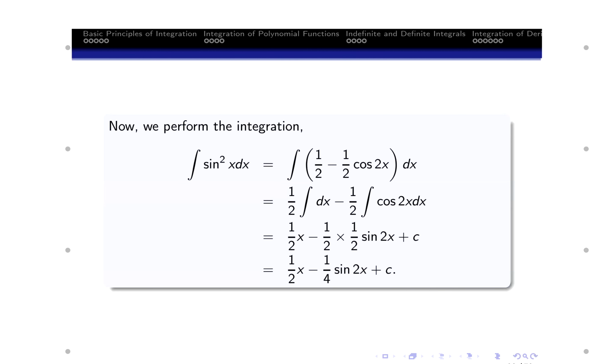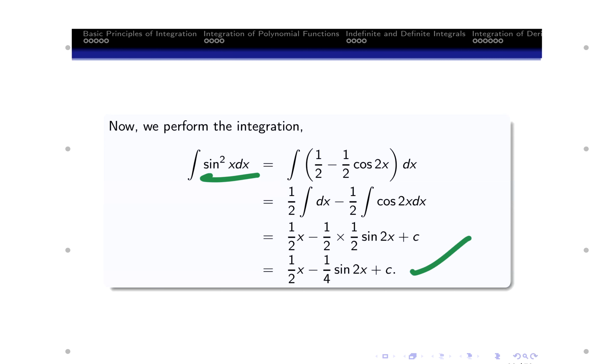You can use the same idea for the integral of cos squared x dx. The only thing is that in the place where you change cos squared x to 1 minus sine squared x, you change sine squared x to 1 minus cos squared x. You figure it out if you follow these steps.